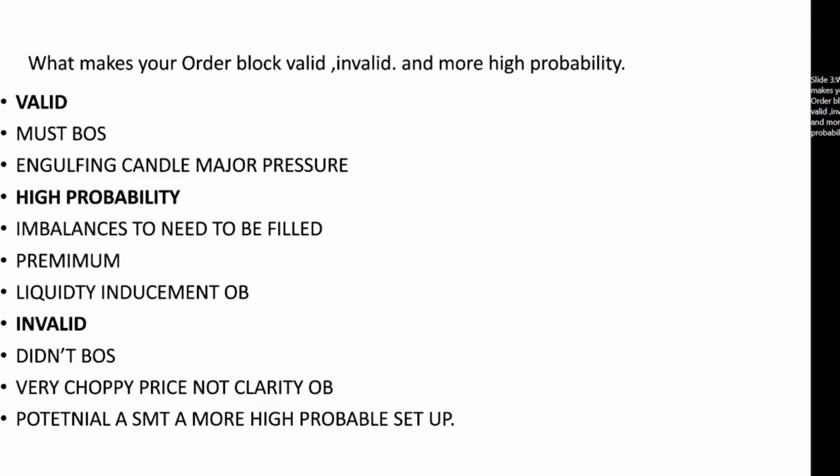The next one would be invalid. What makes an order block invalid? It didn't break structure. An order block that didn't break structure has no relevance in our eyes. If it doesn't break structure, we wait for confirmation that gives us an order block with a break of structure. If there's no order block, we do not take the trade.